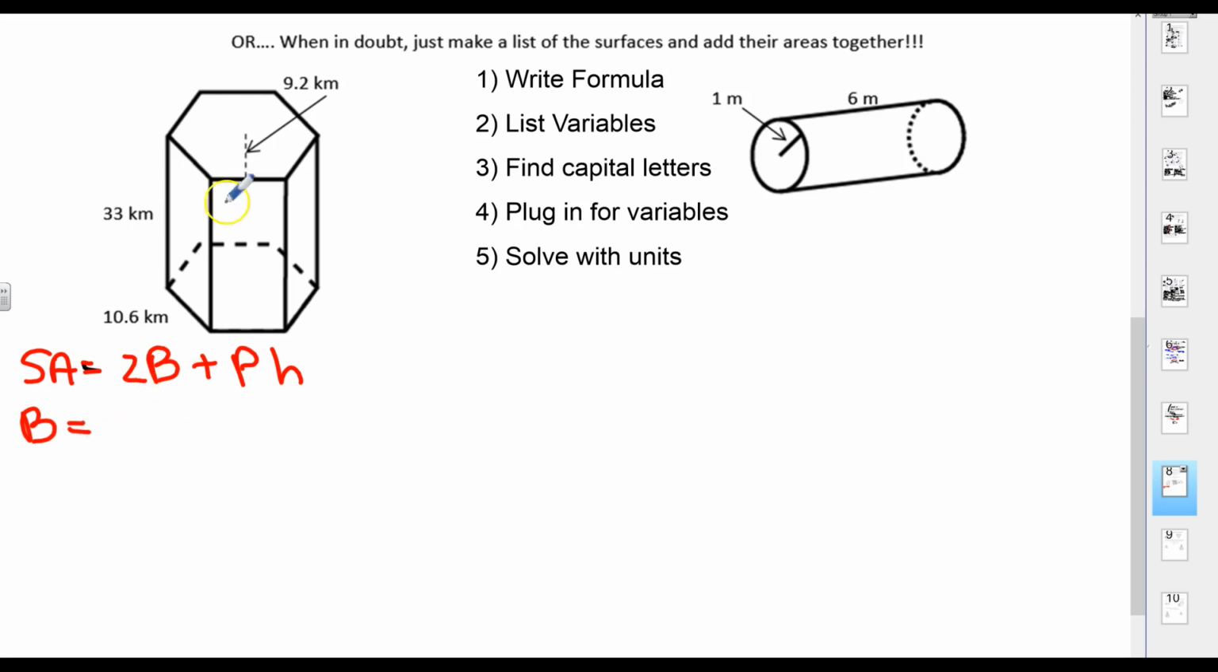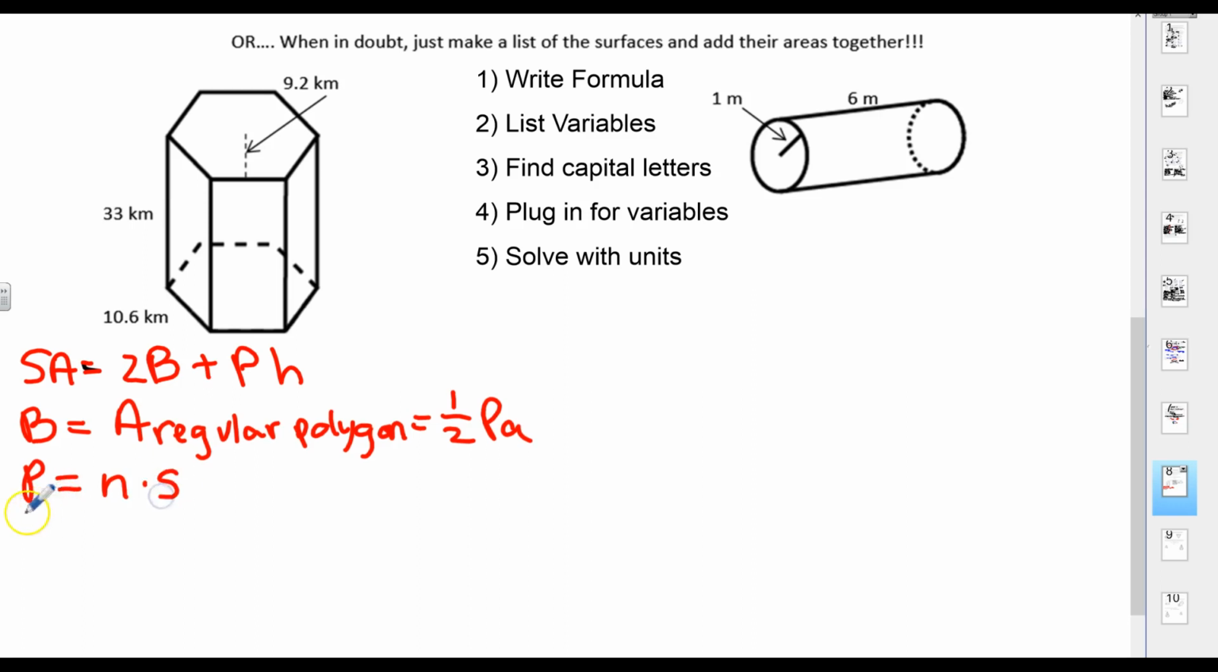Well, that base is a regular polygon, so I'm going to use the area of a regular polygon formula, which, if we recall, is 1/2 perimeter times apothem. Well, that means I still need perimeter, which is, again, number of sides times side length. So I need my number of sides, and I need my side length, and I need an apothem. And then I also need perimeter, which I already have here, and the height of my figure, which is h. So let's go through and find all of these pieces.